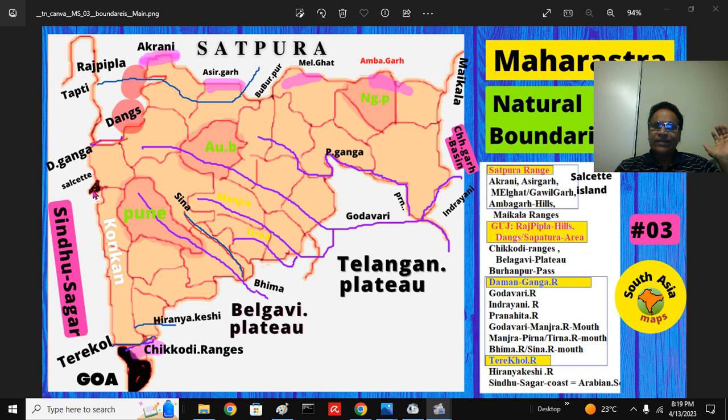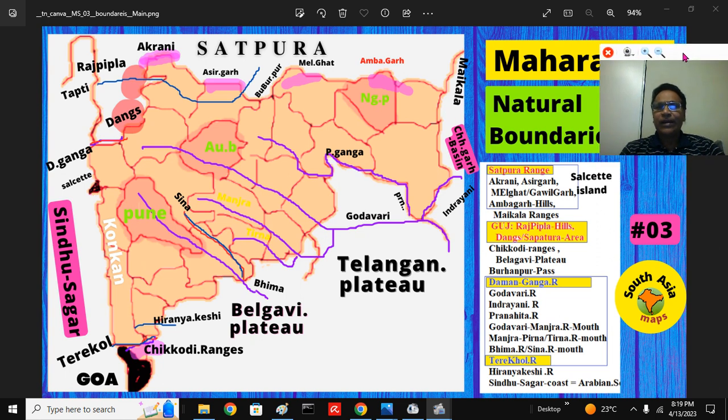So Salsette Island is a very important island that is found by the forks of Ullas river on one side, Ullas Creek, and Vasai Bassein Creek. It is an island that holds the urban center, the megalopolis Mumbai. So that is about the west, and going further from Daman Ganga, the eastern part is the Godavari.